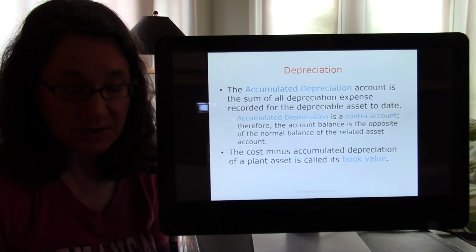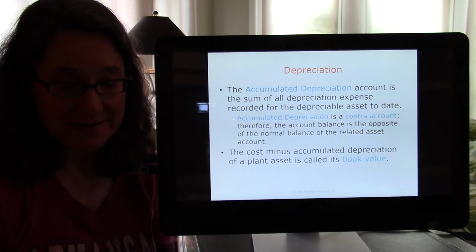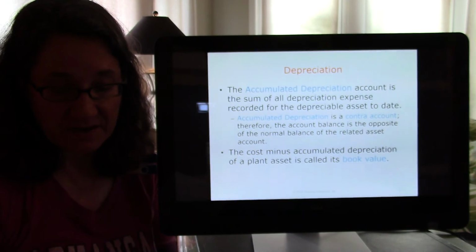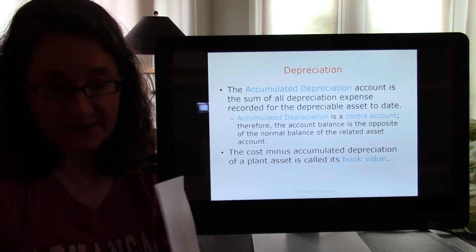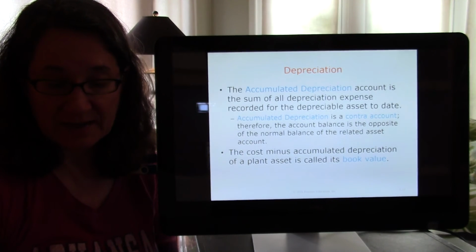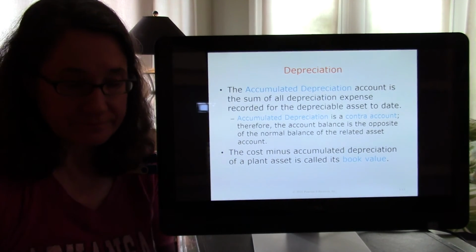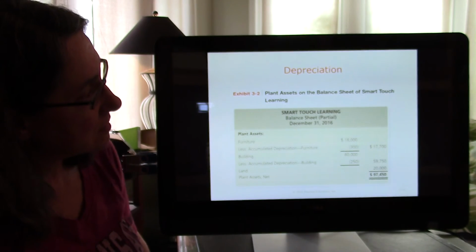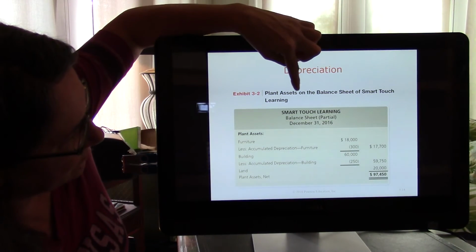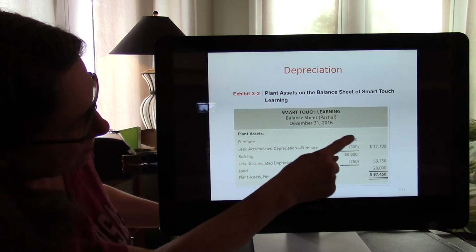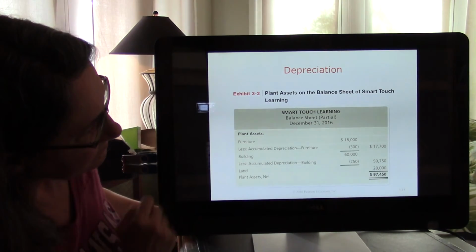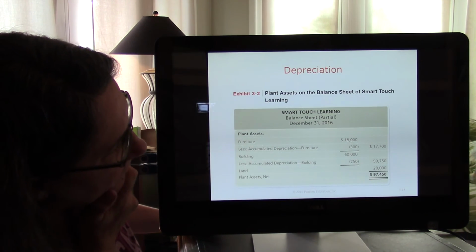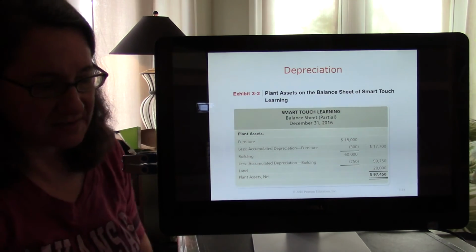The plant asset and corresponding accumulated depreciation accounts are netted, N-E-T-T-E-D. You net them out so that the depreciation value, i.e. book value, of the asset is reported properly in the asset section of the balance sheet. That was depreciation. Here you go, there's your example. Smart Touch Learning. Furniture, less accumulated depreciation, equals 17.7. This just goes in your asset portion.